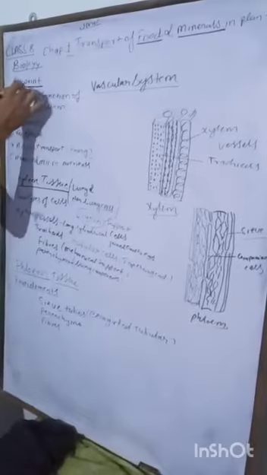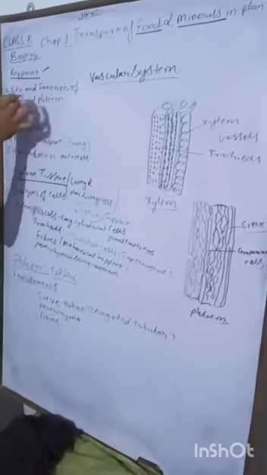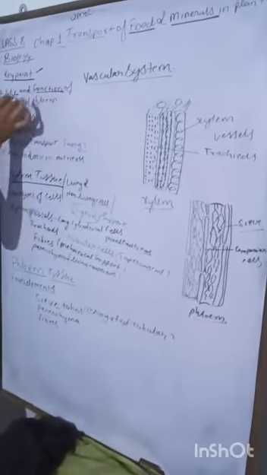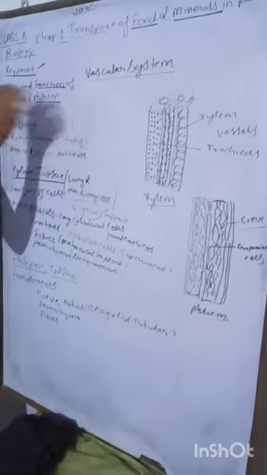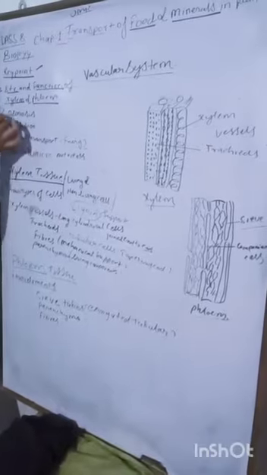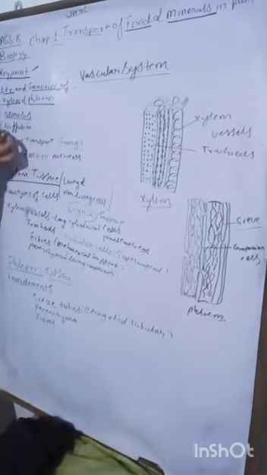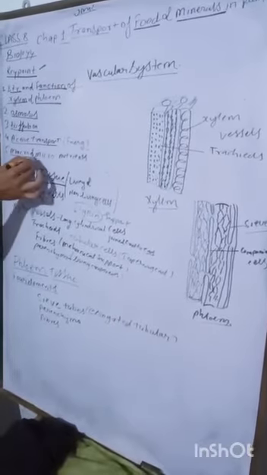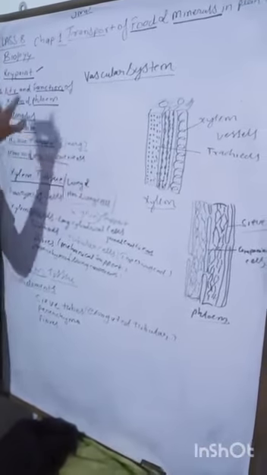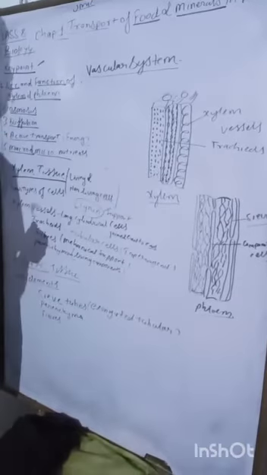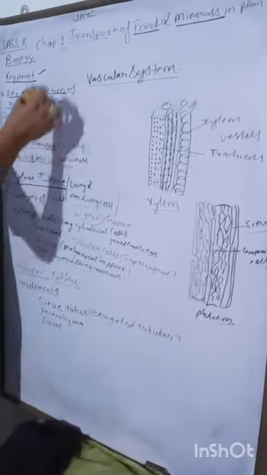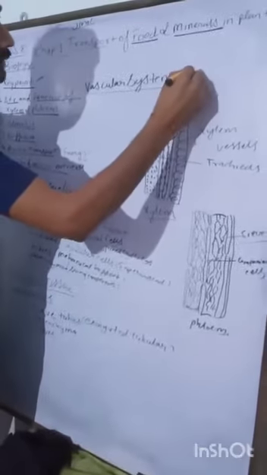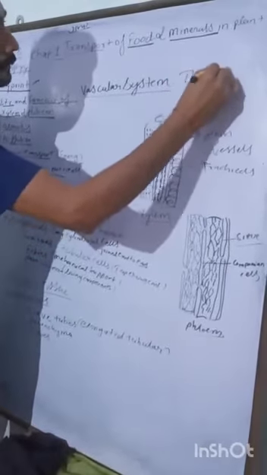Now, the key points we mainly discuss today: structure and function of xylem and phloem, then osmosis, diffusion, active transport, and macro and micro nutrients, meaning the parts of minerals. Okay, students.